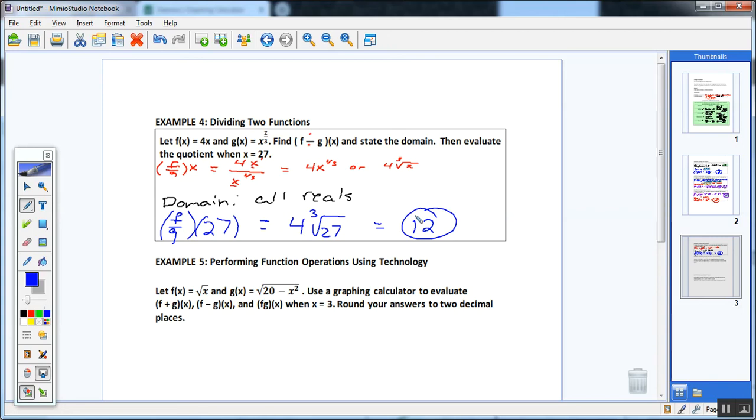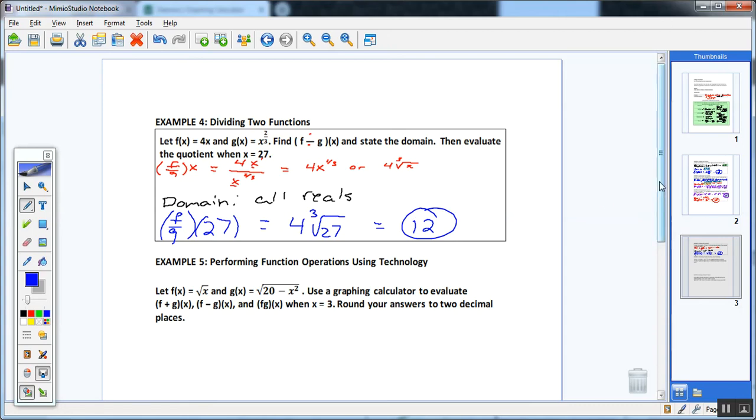Okay, I'm going to cheat this next one a little bit. I like to use Desmos. Okay, performing function operations using technology. I'm just going to simply tell you, put them in as is. Make sure you put everything in parentheses. It says, let f of x equal the square root of x, and g of x is root 20 minus x squared. Use a graphing calculator to evaluate f plus g, f minus g, f times g, when x is equal to what all the time?